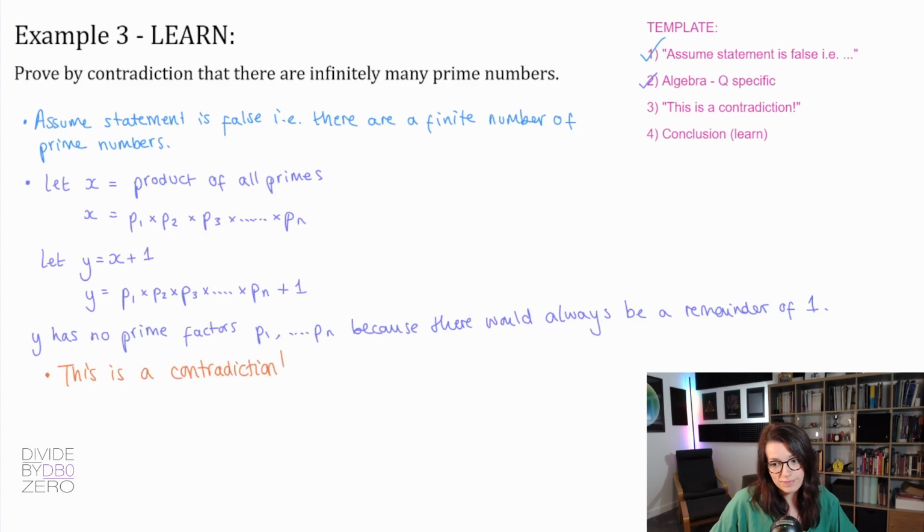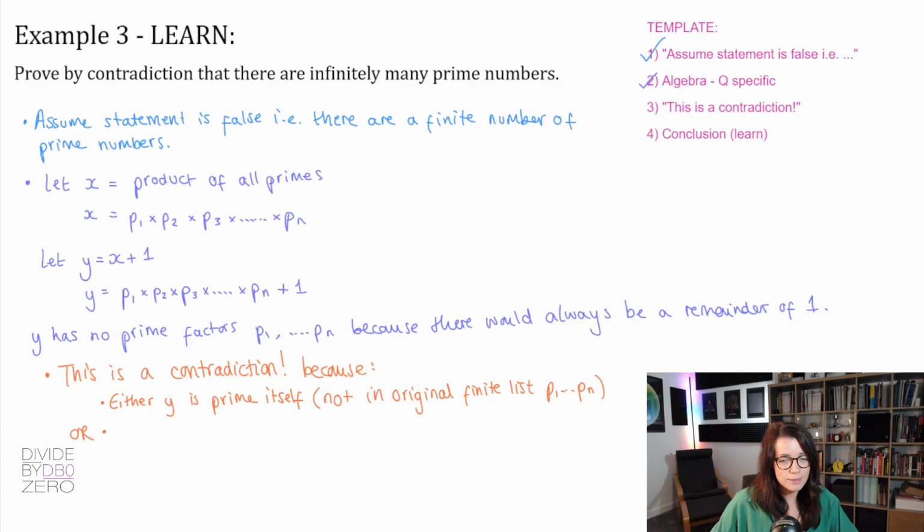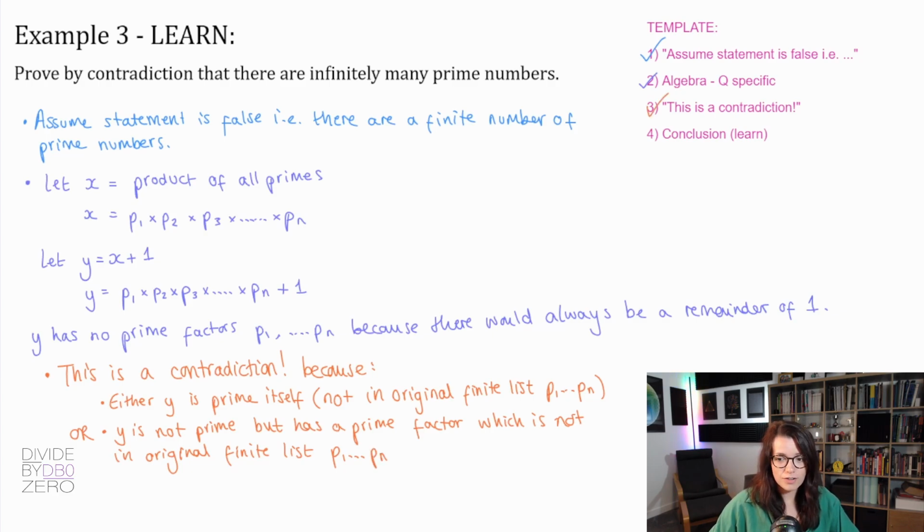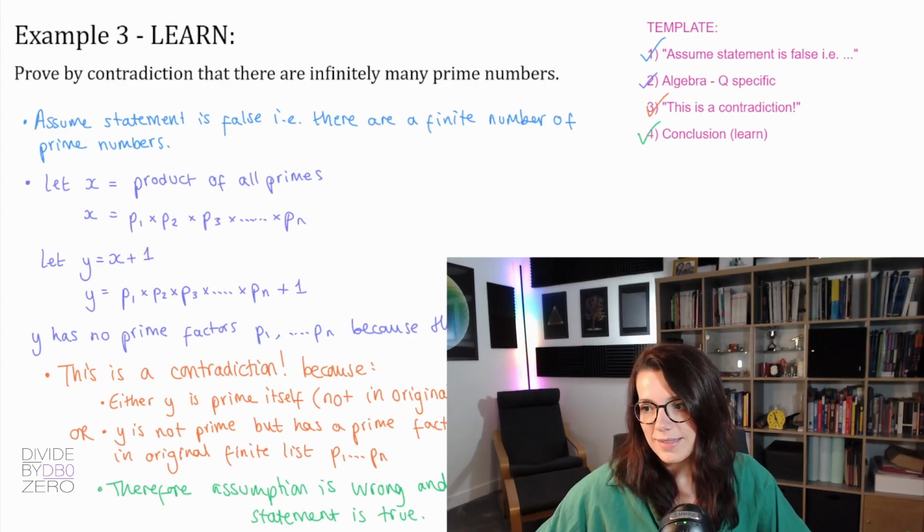This is a contradiction because, in this case, either y is prime itself, which is why it didn't have any prime factors p1 to pn, but that's a contradiction because that means y was not in the original finite list of prime numbers. If y isn't prime itself, then the fact that there's a remainder of 1 means it must have a prime factor that was not in the original finite list either. Either way, this is a contradiction to our assumption. The fact that we've contradicted our assumption means we can write our conclusion. Therefore, assumption is wrong and original statement is true. And that's it.